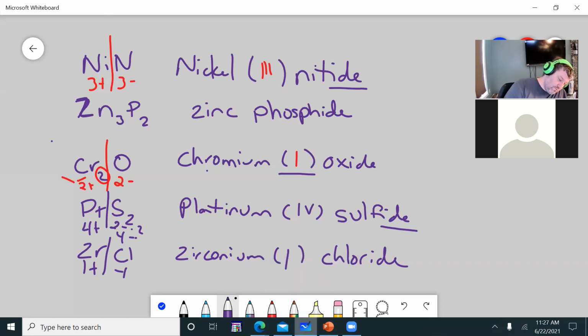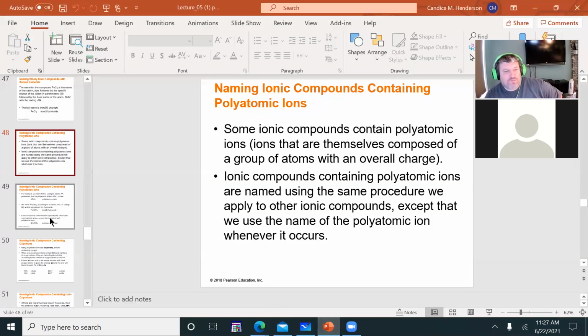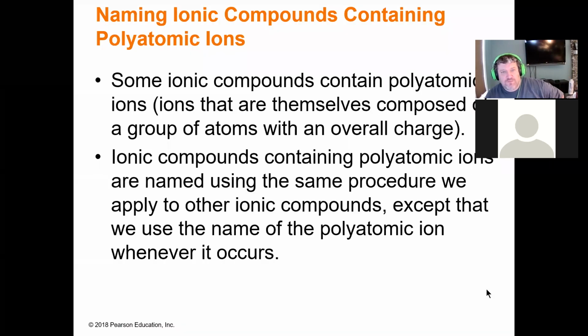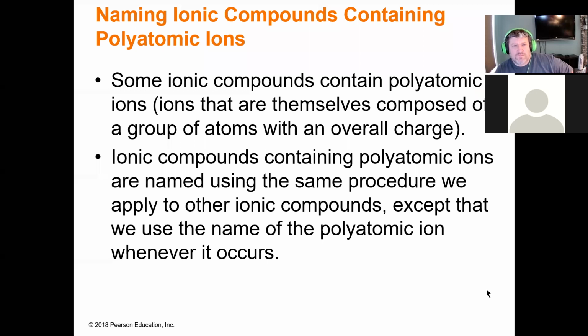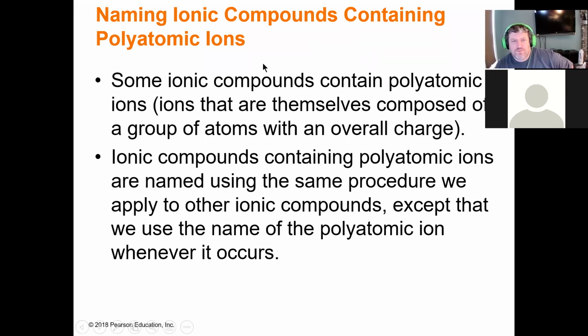Someone had told me, hey, can you go over the endings, the -ide, -ate, -ite stuff? We're going to do that right now. We're talking about polyatomic ions a little bit more. So, naming compounds containing polyatomic ions. If it has a polyatomic ion in it, you have to name it as such. It's pretty easy. If there's a polyatomic ion, you don't change the polyatomic ion. You don't truncate it. You don't -ide it. You don't do anything. If it's sulfate, you just write the word sulfate.